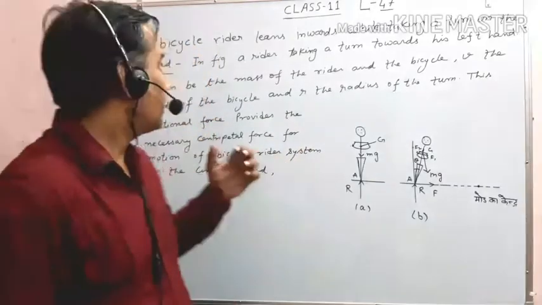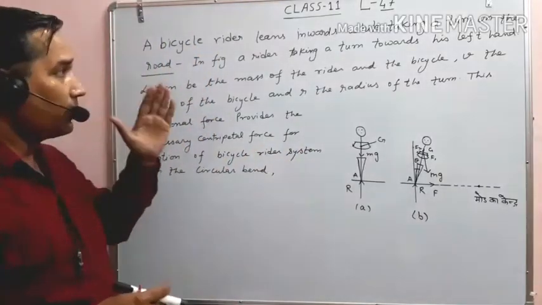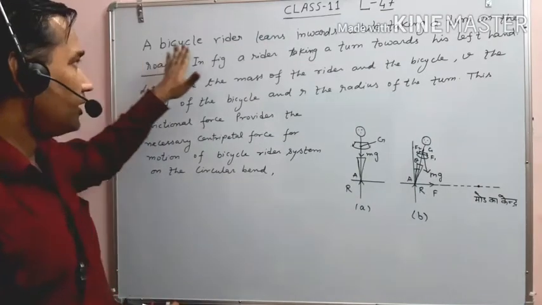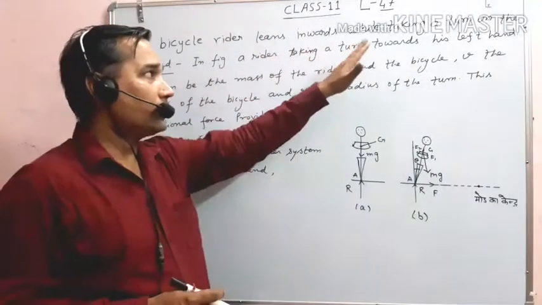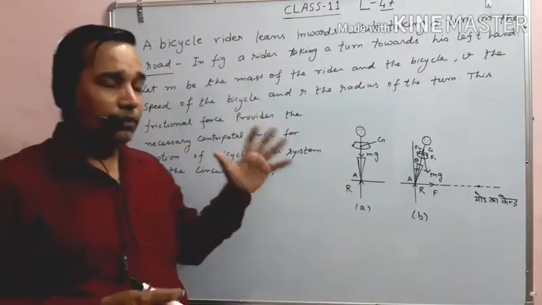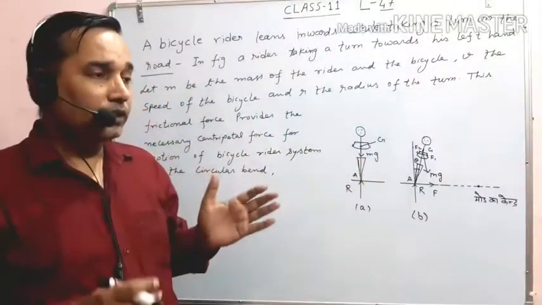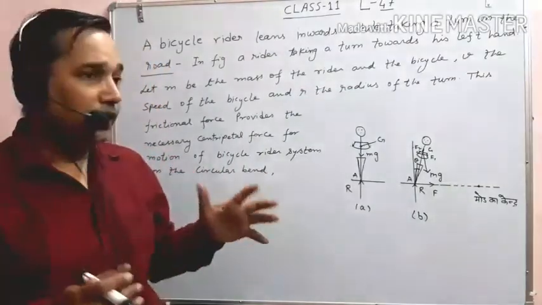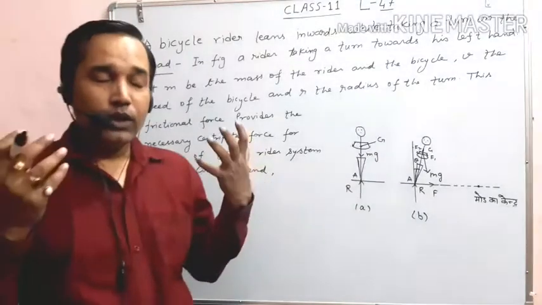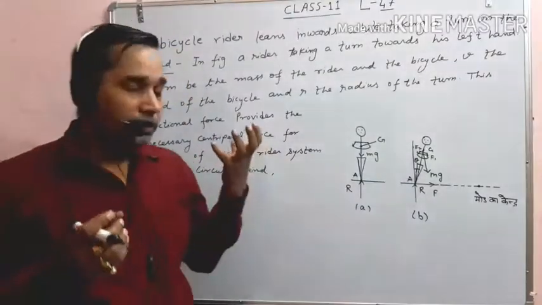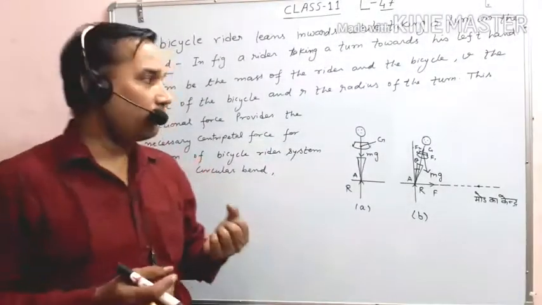Okay, beta. Now in this application, I take one example. A bicycle rider leans inwards while taking a turn on the road. When any bicycle rider moves on this turn, then the rider will lean toward the center of that turn. So due to that, the required centripetal force will be gained itself. Then you can find out.